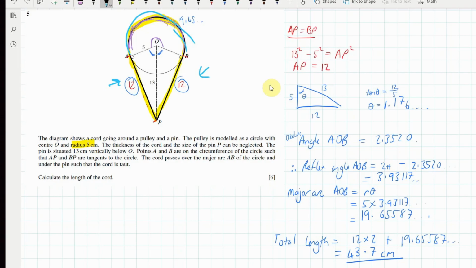I'm not quite sure what happened there for some people. Maybe misinterpreting the question is potentially what happened. Yes, in some cases I didn't see people figuring out what these angles AOP and POB were, and there's no way you can find this major arc unless you've figured out what those are, because you have to know those to figure out this angle here.